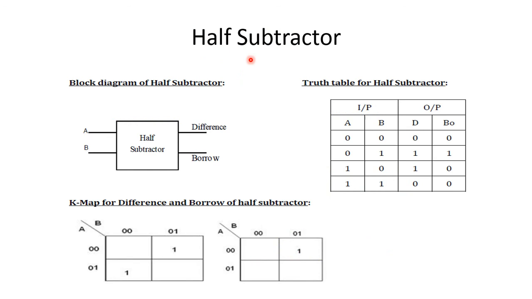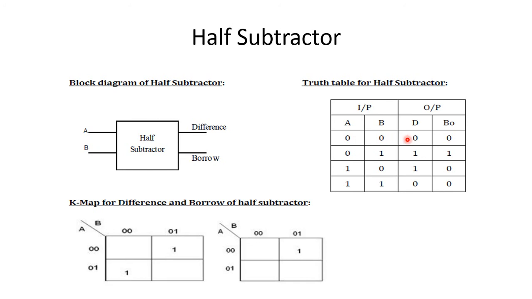The next one is the half subtractor circuit. This is the block diagram of the half subtractor. There are two inputs, A and B, and the outputs are difference and borrow. The truth table for the half subtractor: the inputs are A and B, the outputs are difference and borrow. Again it is two inputs, so 2 power 2 equals 4 combinations: 0 0, 0 1, 1 0 and 1 1. The subtractor subtracts the inputs, A minus B.